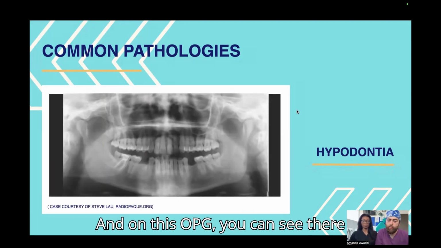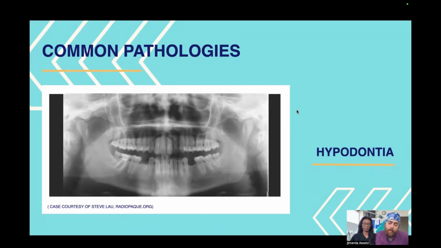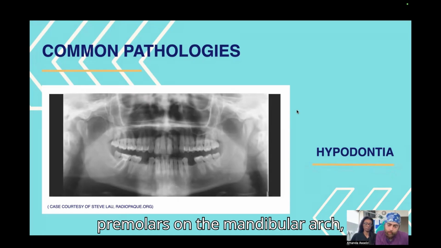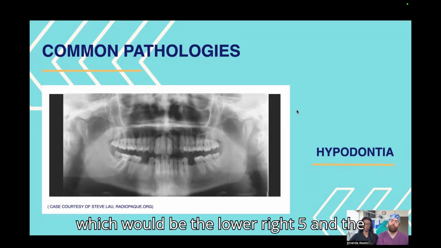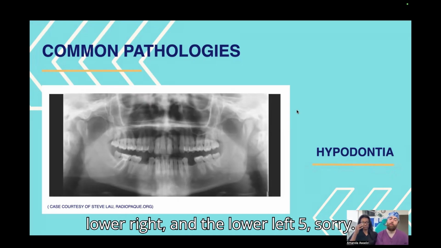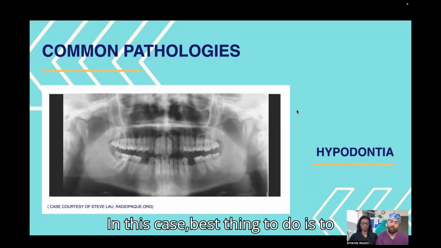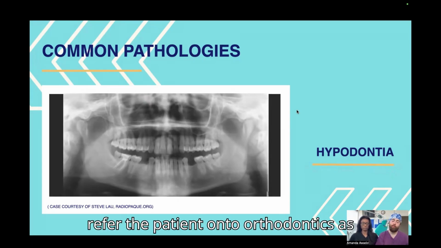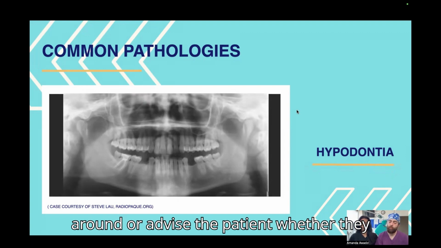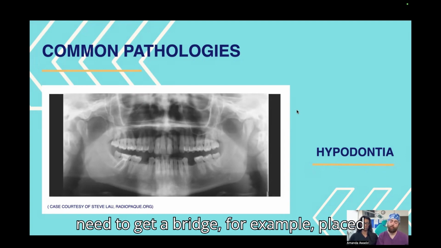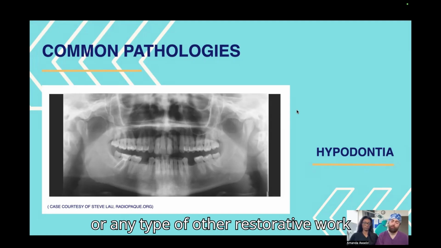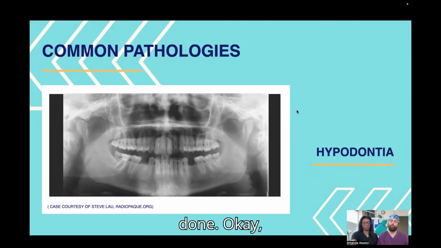Yeah, and on this OPG, you can see there appears to be some missing premolars on the mandibular arch, which would be the lower right 5 and the lower left 5, sorry. In this case, best thing to do is to refer the patient onto orthodontics as they might be able to shift the teeth around or advise the patient whether they need to get a bridge, for example, placed or any type of other restorative work done.